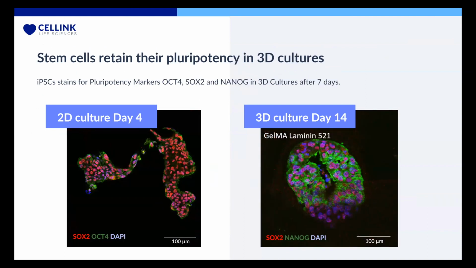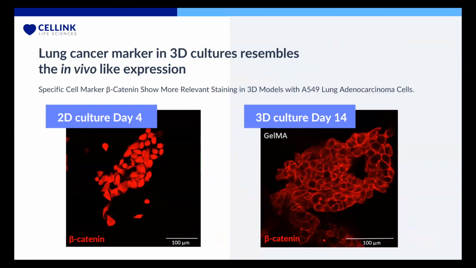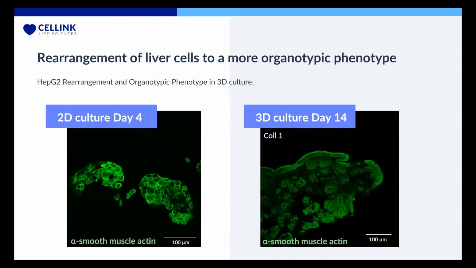Stem cells after 14 days managed to preserve pluripotency as evidenced by these particular markers. And then lung cancer cells in 3 dimensions appropriately localize this particular marker on the periphery of the cells instead of just completely throughout, as in 2D. And then you have liver cells that are correctly expressing actin at the borders of the cell clusters instead of, again, just kind of everywhere.